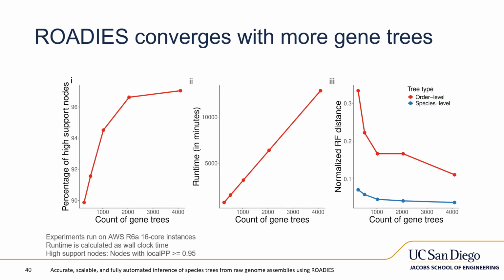Now these are the plots generated by ROADIES using the convergence mechanism. In the first plot, we can see how the confidence of the final tree increases with more and more gene trees until it gets saturated, where our convergence algorithm stops. In the last plot, we can also see how the normalized RF distance decreases with more and more gene trees at both the levels. That means it becomes closer to the reference tree, and more accurate.